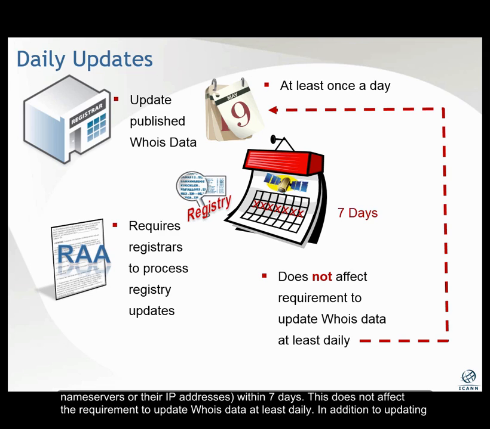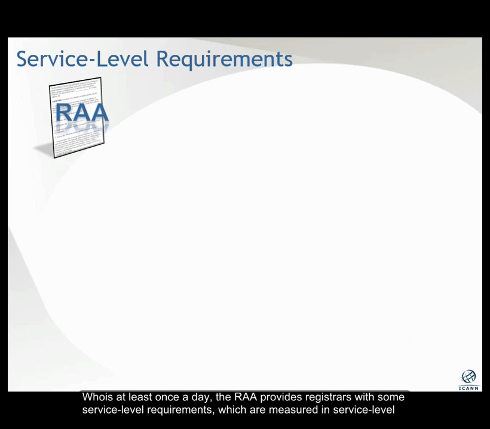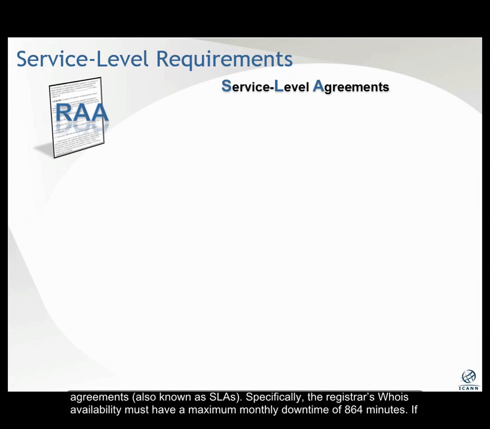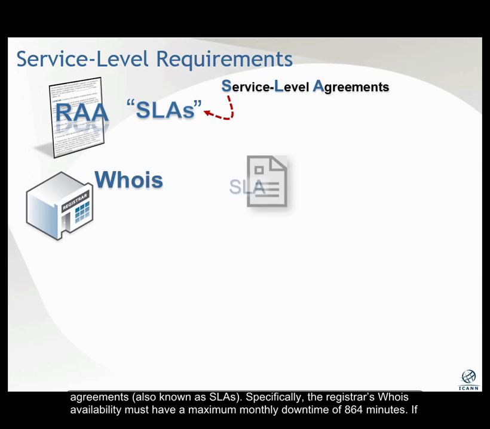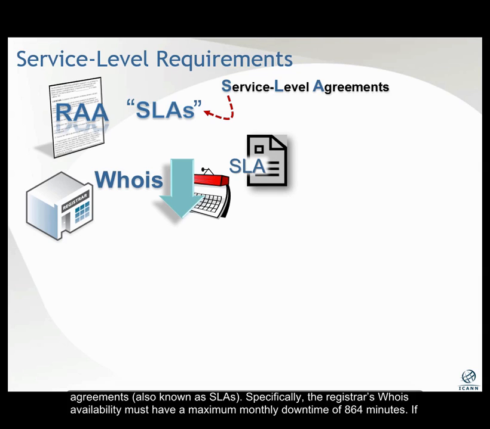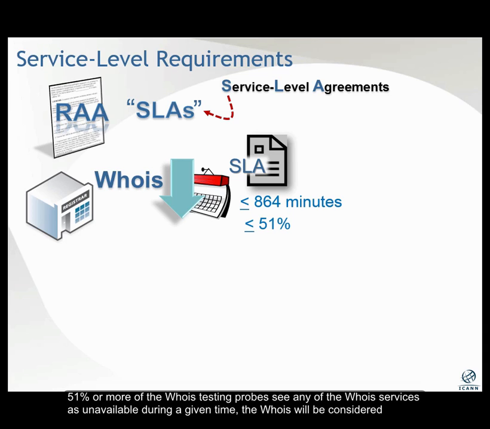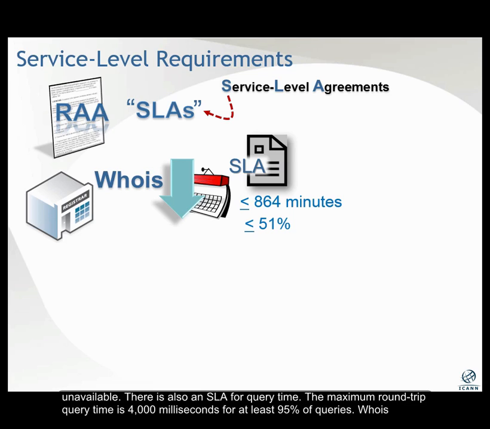In addition to updating Whois at least once a day, the RAA provides registrars with some service level requirements, which are measured in service level agreements, also known as SLAs. Specifically, the registrar's Whois availability must have a maximum monthly downtime of 864 minutes. If 51% or more of the Whois testing probes see any of the Whois services as unavailable during a given time, the Whois will be considered unavailable.